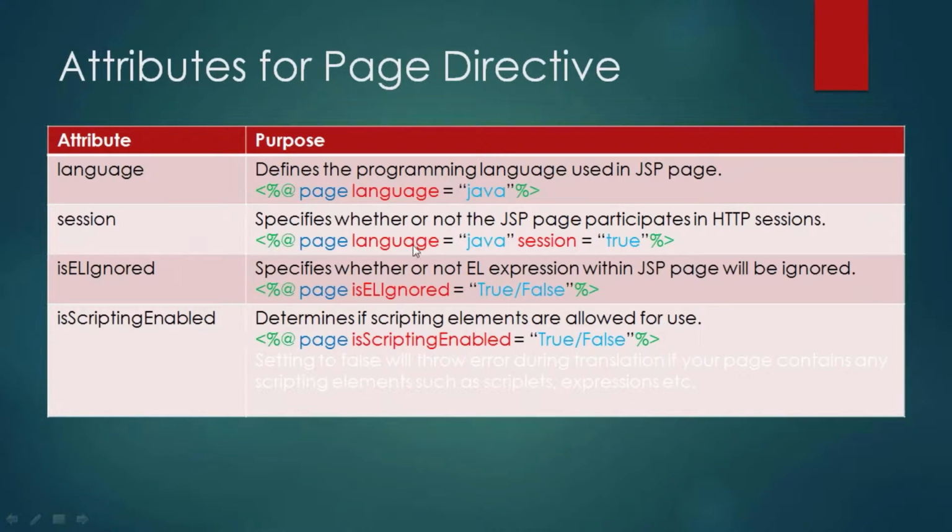And session specifies whether the current JSP page participates in HTTP sessions or not, and isELIgnored specifies whether any expression language used within the JSP page is ignored or not ignored. And isScriptingEnabled takes a boolean value, and if you set it to false, it will throw an error during translation if my page contains any scripting elements like scriptlets, expressions, and so on.